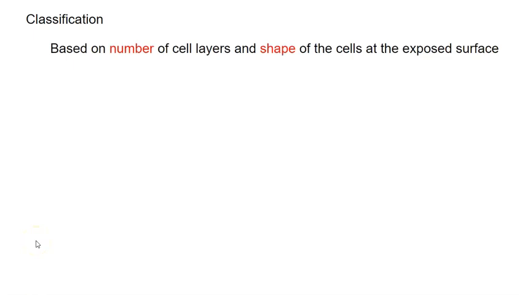Let's look at how we classify epithelium. We classify based on the number of cell layers and the shape of the cells at the exposed surface, or that would be at the apical surface. So number and shape.